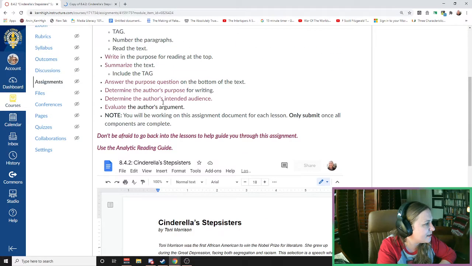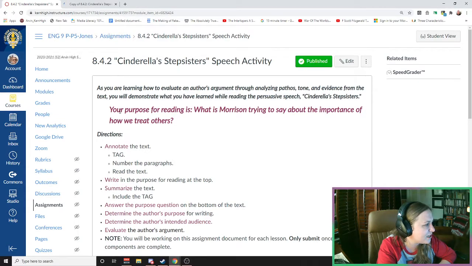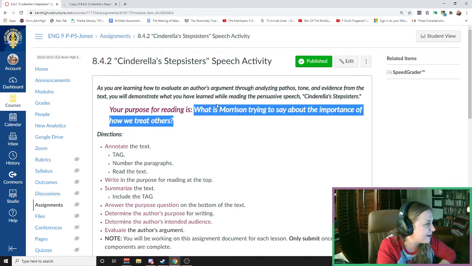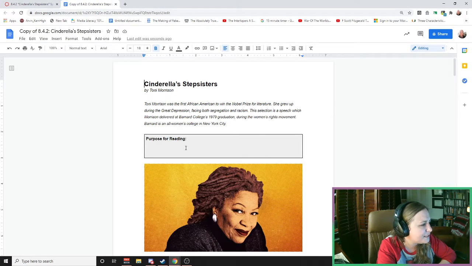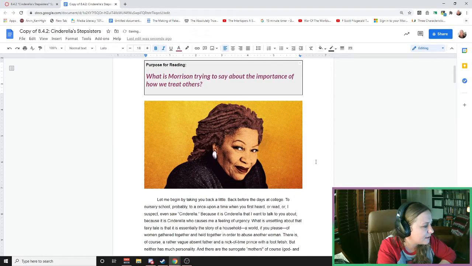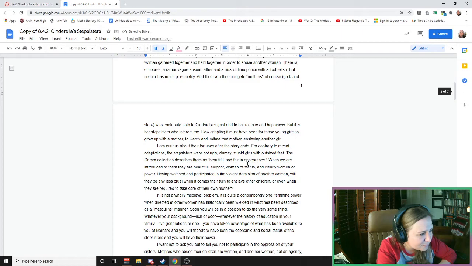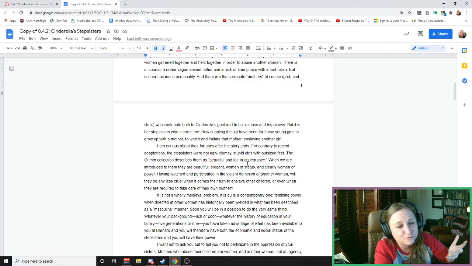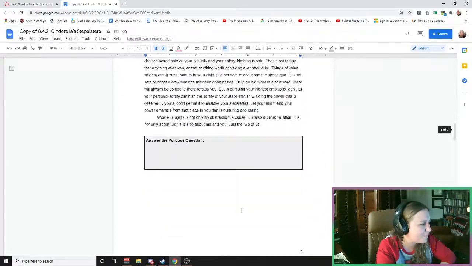So what you're going to do is you're going to come to the page here and remember the main question, your purpose for reading. What is Morrison trying to say about the importance of how we treat others? So I'm going to copy that. I'm going to take it to our article here. I'm going to paste it there. Okay, and then I want you all to reread this. We may have read this several times before, but I want you to read it again when you answer these questions down at the bottom of the page.